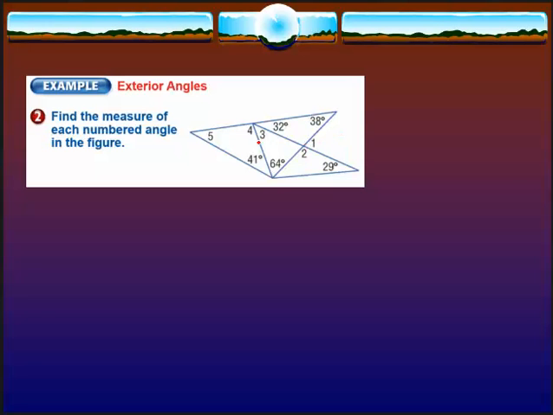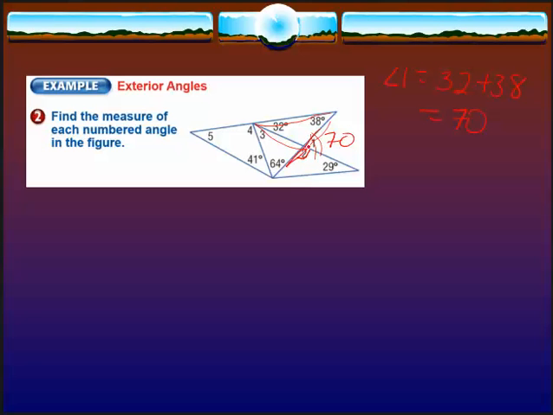What are we going to do to figure out any of these unknowns? Well, I have an exterior angle here that is exterior to this triangle right here. And I learned that that exterior angle is equal to the 2 remote interior angles. So angle 1 is going to be equal to 32 plus 38, which is 70 degrees.